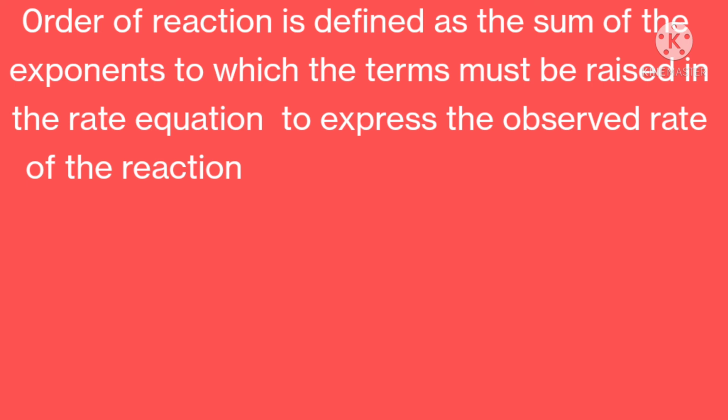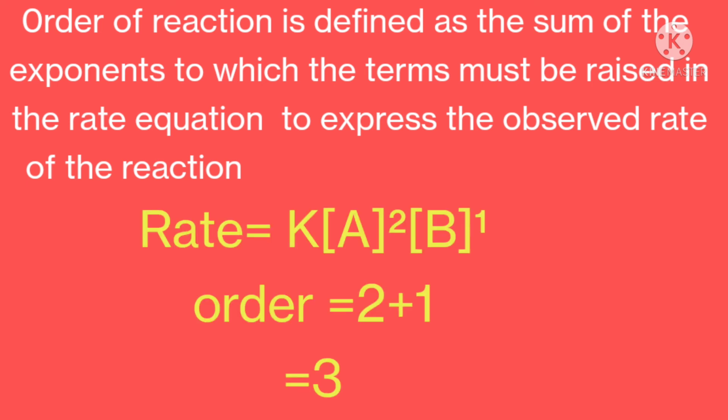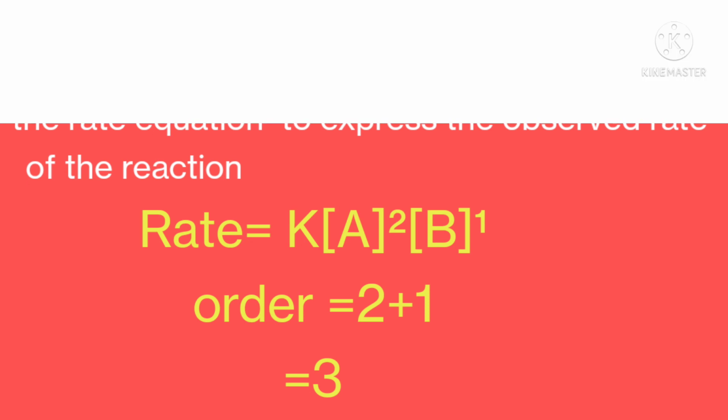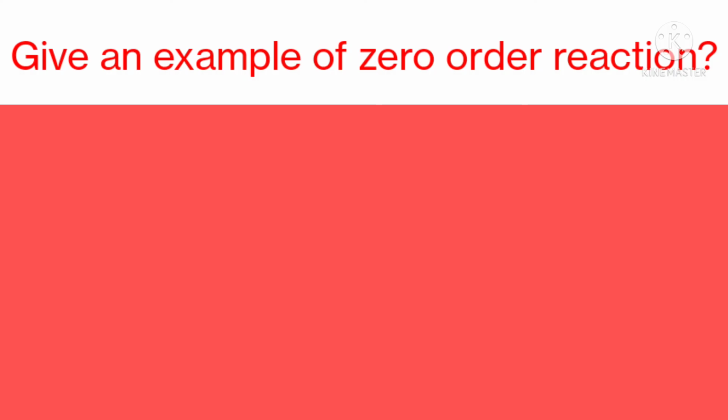Define order of reaction. Order of reaction is defined as the sum of the exponents to which the terms must be raised in the rate equation to express the observed rate of a reaction. For rate law expression, rate is equal to K into A raised to power 2 into B raised to power 1, order is equal to 2 plus 1 is equal to 3.